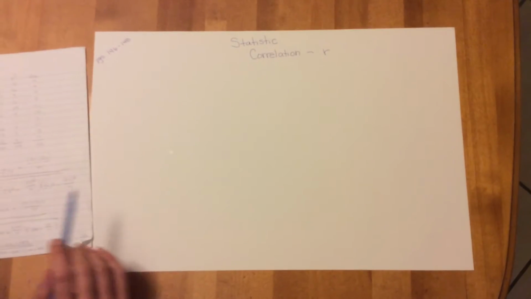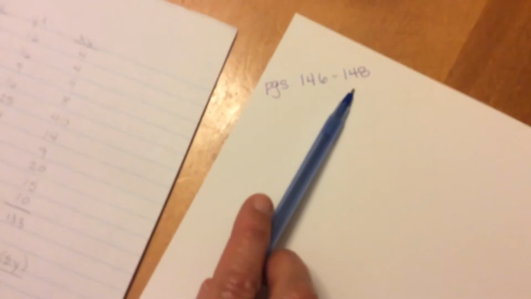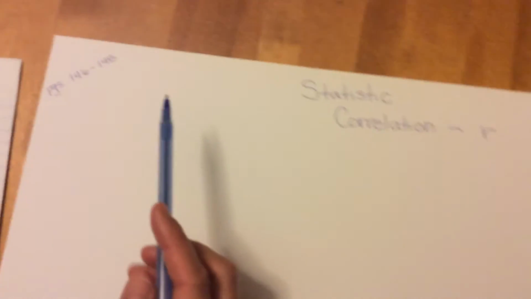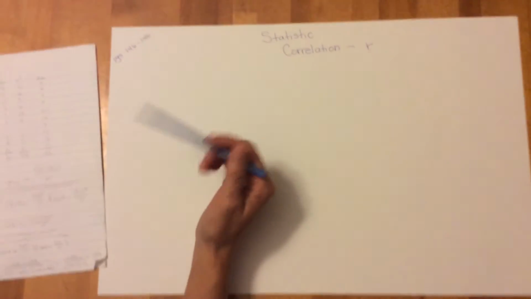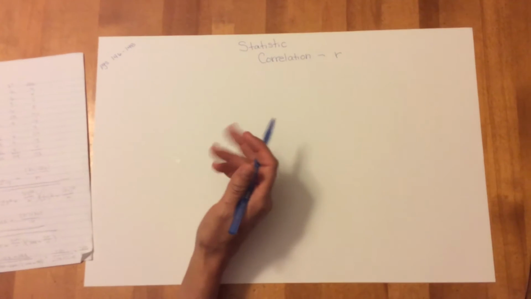Now we're actually going to compute a correlation. There's an example in your textbook on pages 146 to 148. I'm doing a different example so that you can look at the one in your book, but you'll also have one that I've done out in front of you, or kind of in front of you.